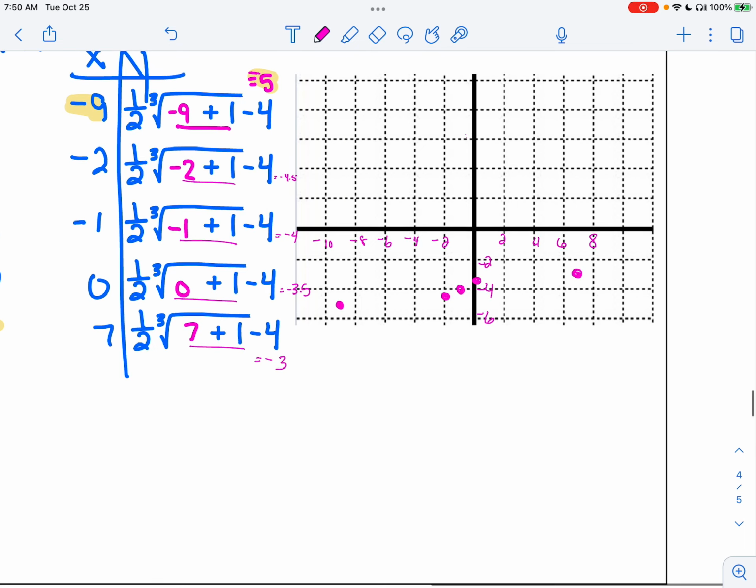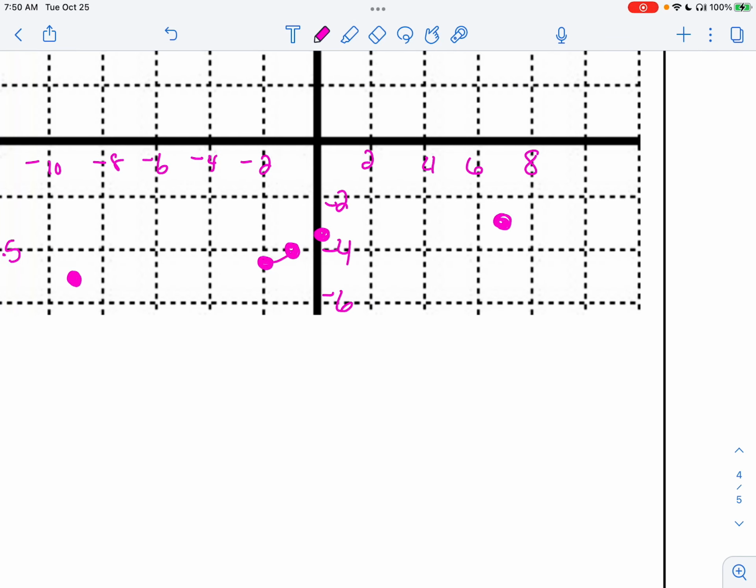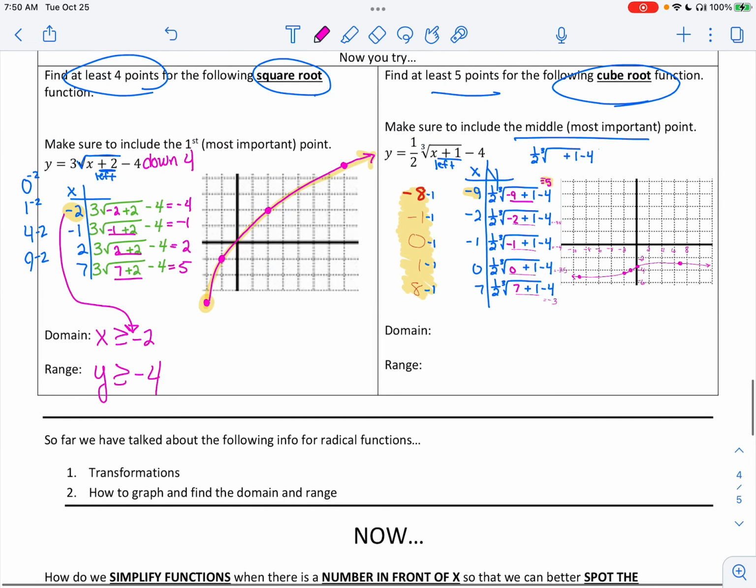So you can see this has been vertically compressed by a factor of 1/2. That's why it's kind of like squished together. You can see that it got moved down 4 units from the original. There's the little S shape. And you can also see that it moved to the left 1 unit than the original.